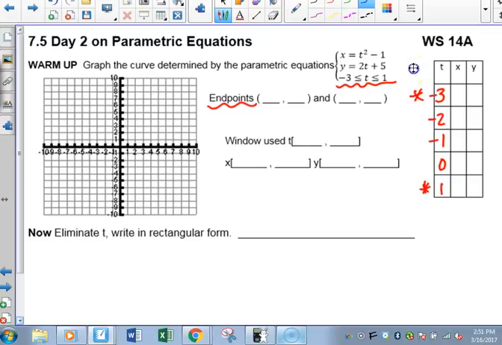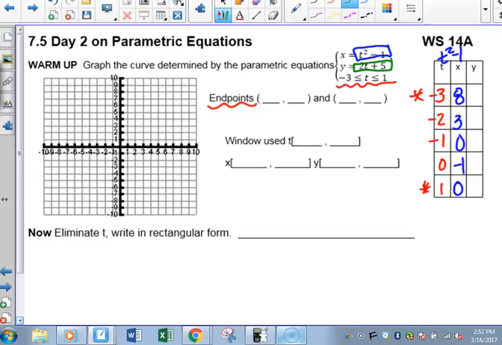How do we find the x values for this particular graph? Okay, we use this little rule up here. It said t squared minus 1. So this squared is 9, minus 1 is 8. Squared is 4, minus 1 is 3. Squared is 1, minus 1 is 0. -1, 0.